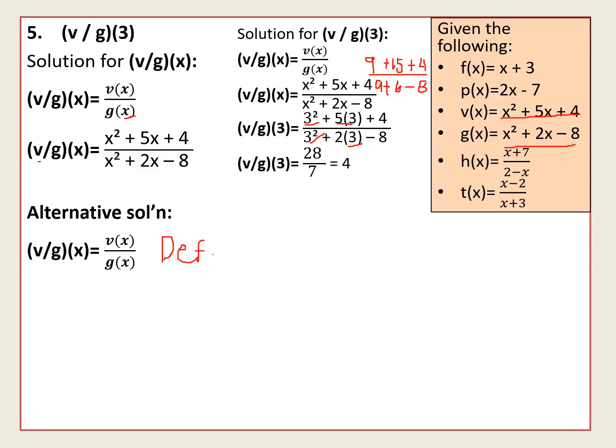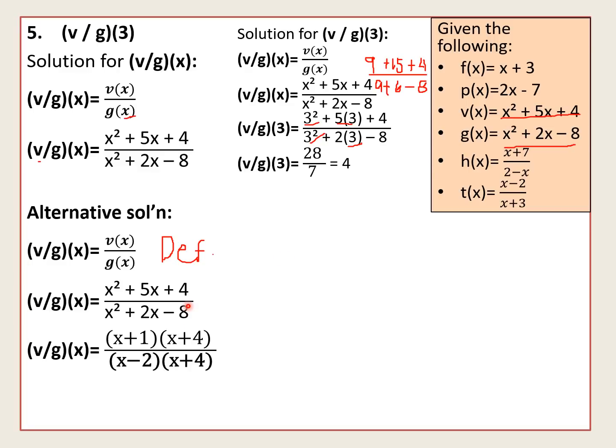Definition. After rewriting the definition of the quotient, next is to replace. So, x squared plus 5x plus 4 over x squared plus 2x minus 8. I got this using the given. Okay? After that, what happens? This is what I've been telling you.